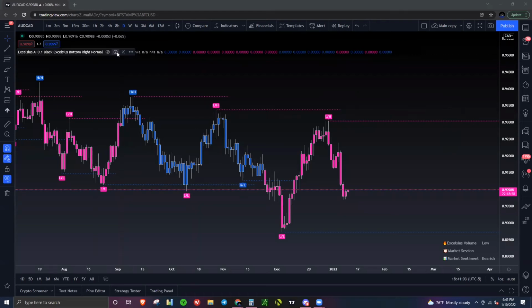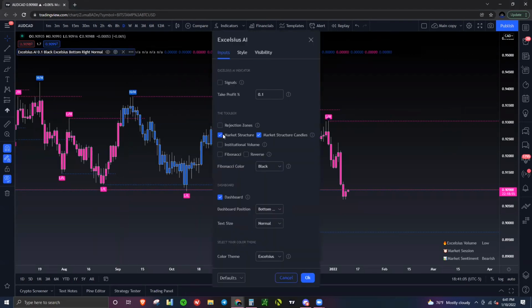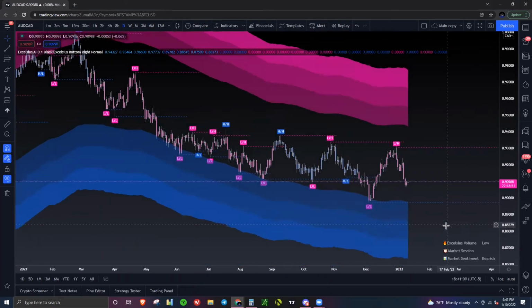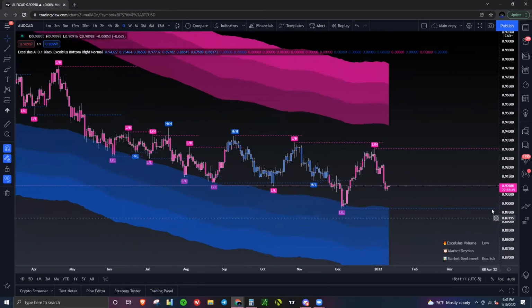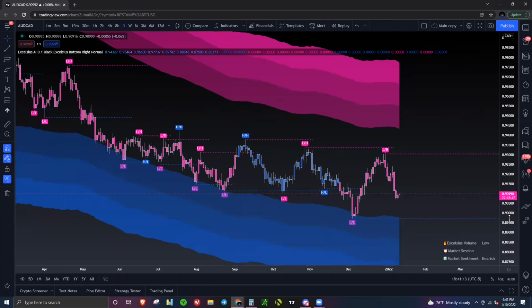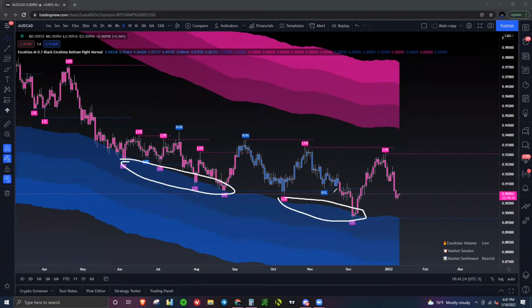And now when you combine the market structure candles and the rejection zones together, now you have a whole new aspect, a whole new viewpoint of direction. As we can see here, the rejection zones are giving us indication that every single time we push down into here, we definitely expect some type of short-term shifts.